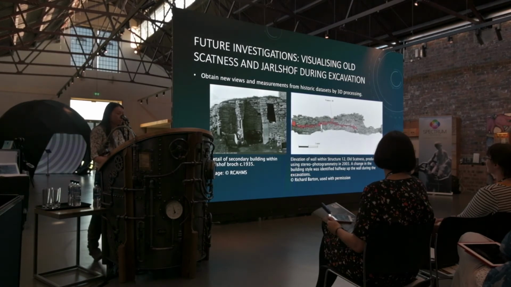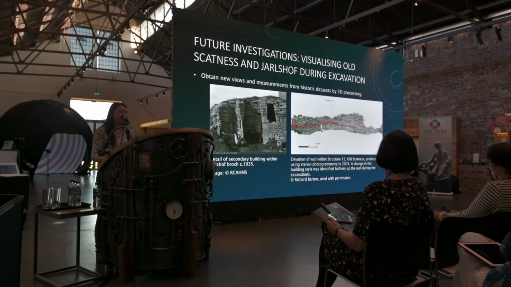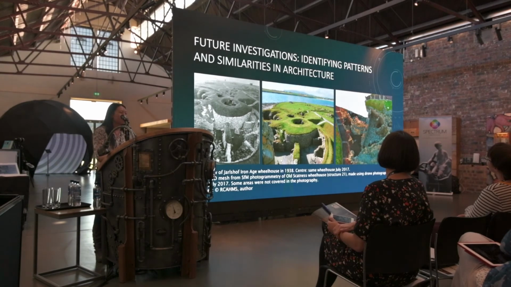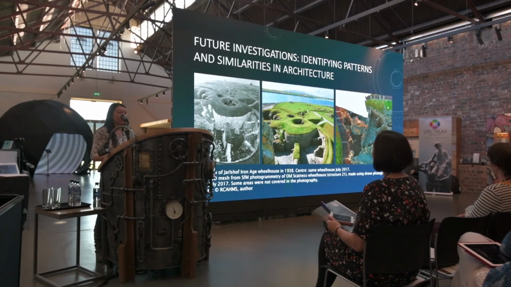Right, some future things I'm doing. I'm hoping to analyse Old Scatness and Jarlshof at the time of their excavations, again using a similar method to how I've done the Colmap SFM of Old Scatness. I want to see whether it's possible to digitise and create 3D models of Old Scatness and Jarlshof using the excavation photos that were taken at that time. I also want to identify patterns and similarities in their architecture, because I think, importantly for Iron Age archaeology, that would give us some real insights into how ideas of construction were shared for these brochs in southern Shetland at that time.